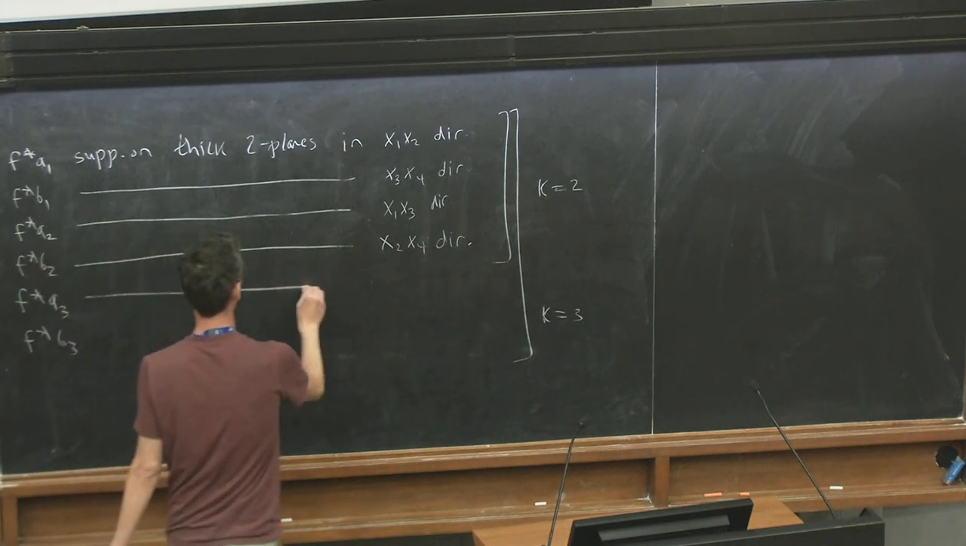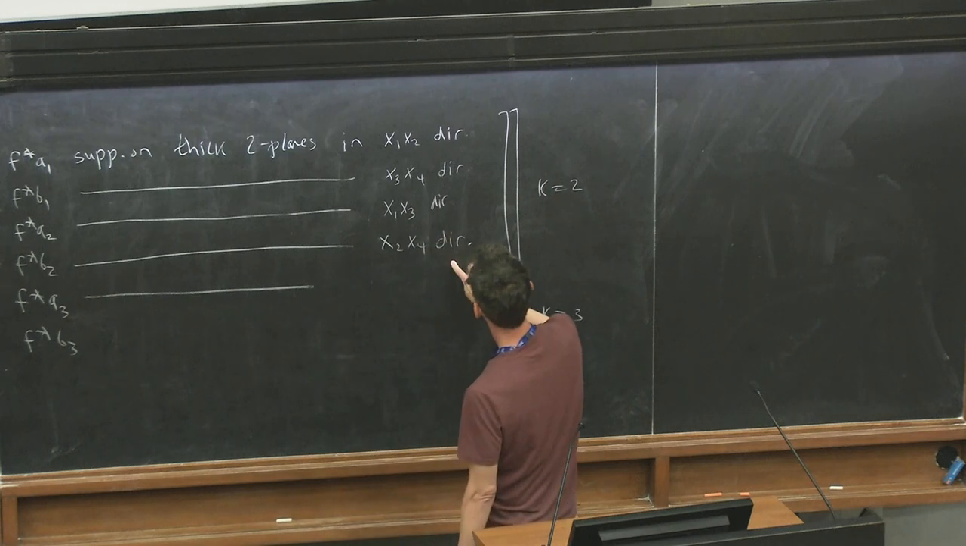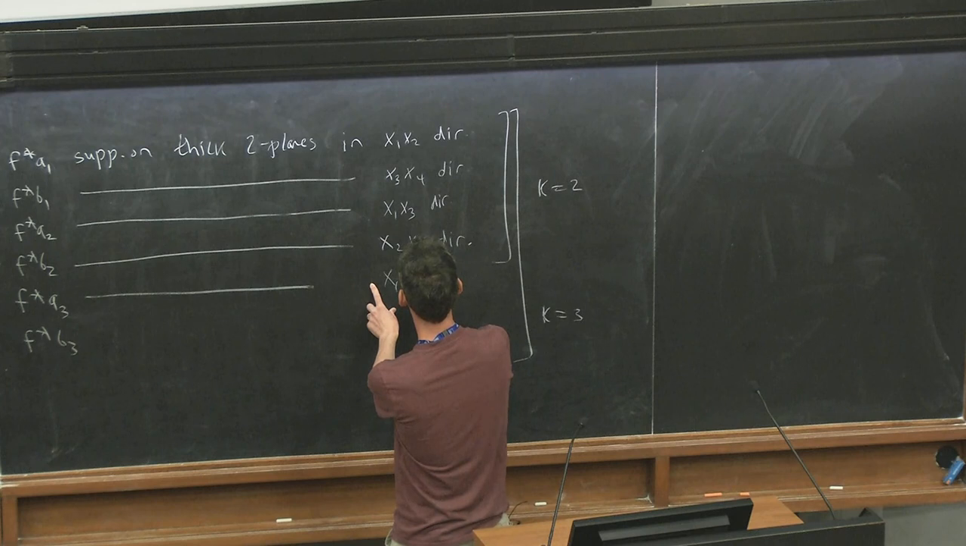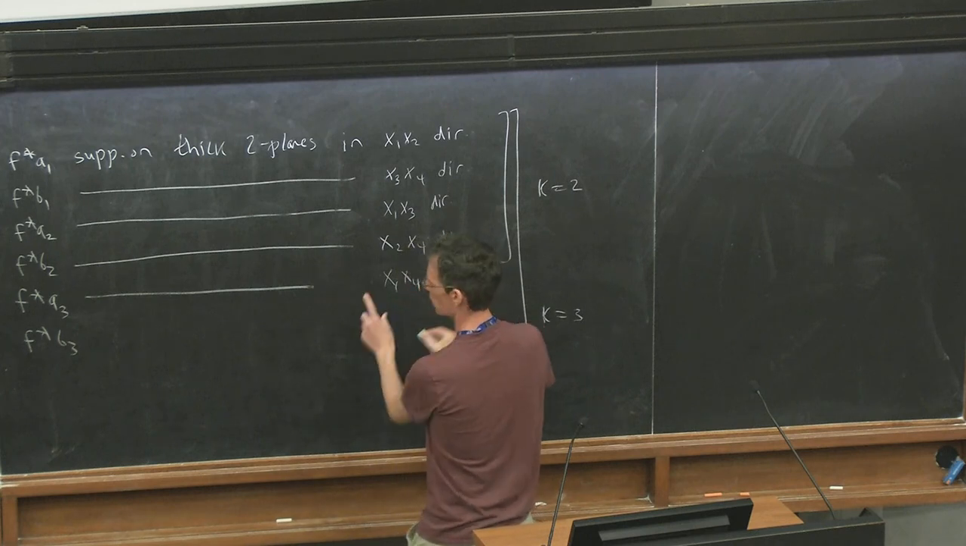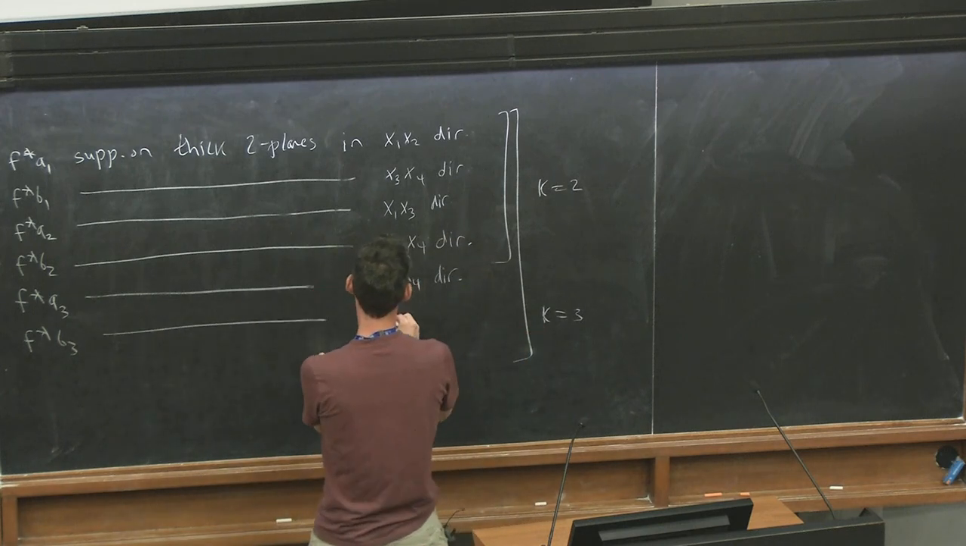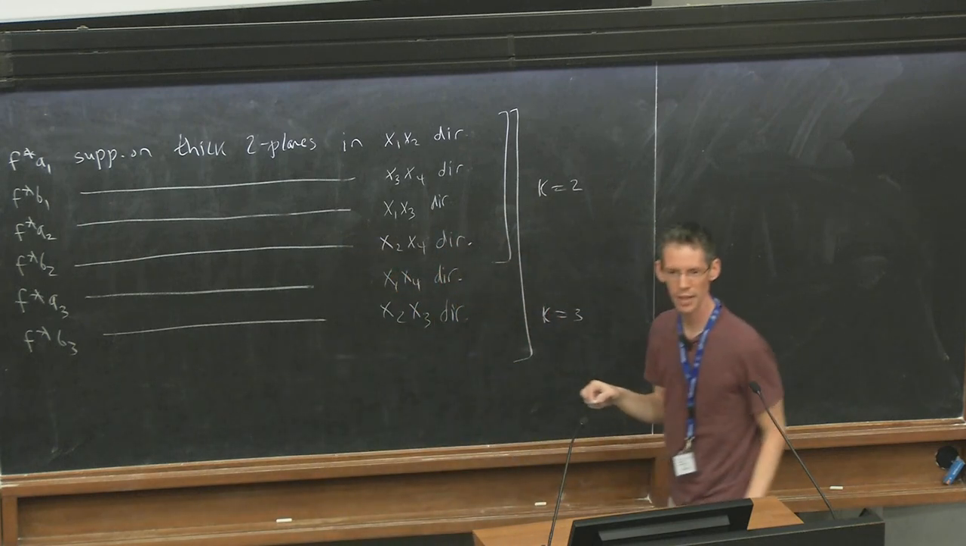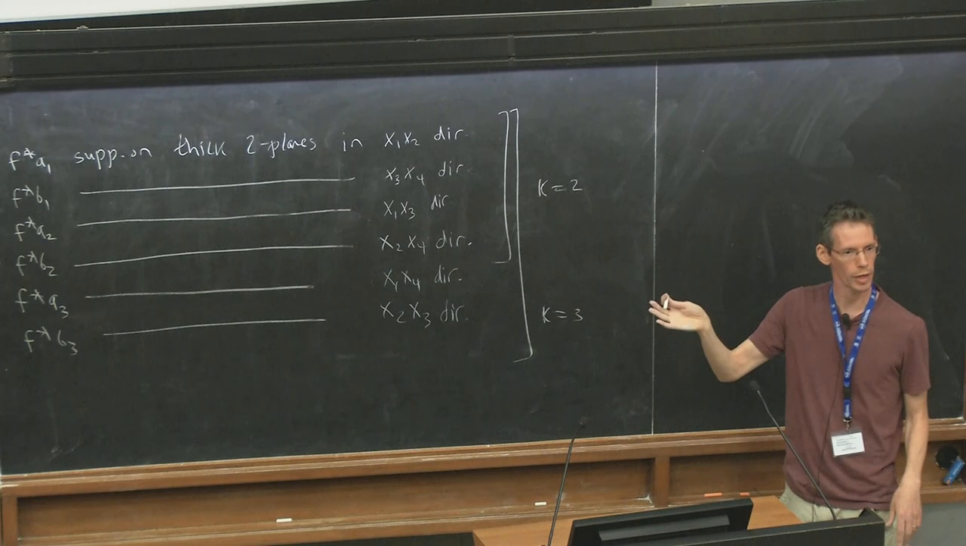OK, so I need another plane. And there's something I haven't done yet. I haven't yet done the x1, x4 plane. And this one is the x2, x3 plane. So that's how we map to x3.